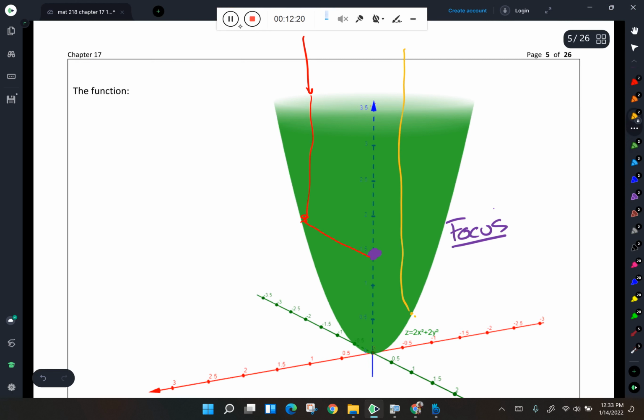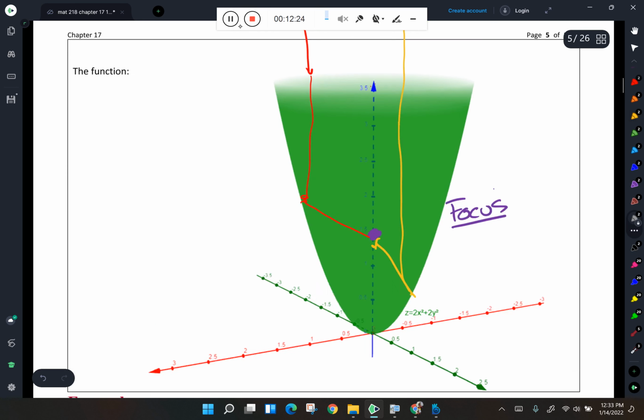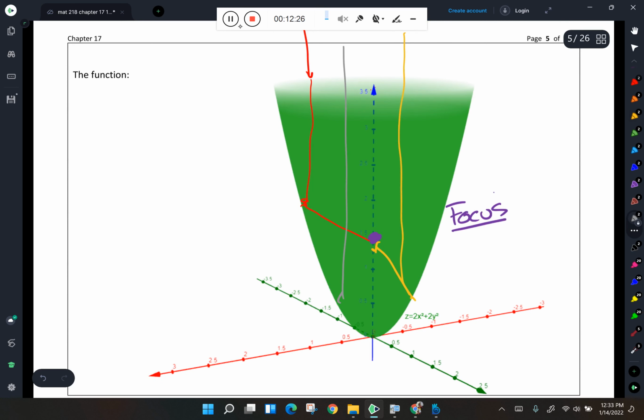When it hits, it bounces back to the focus. When it hits, it bounces back to the focus, which is pretty cool if you think about it in reverse.